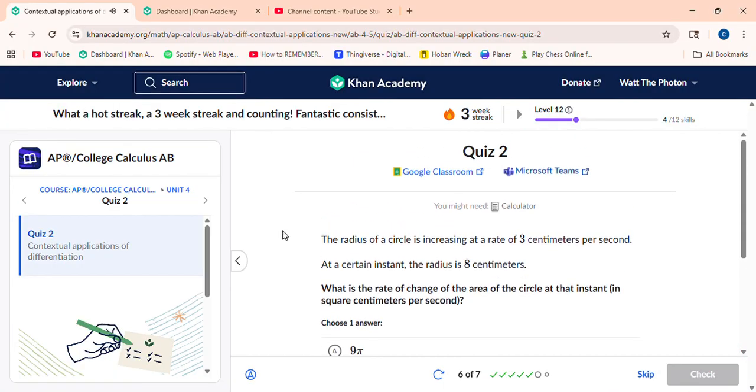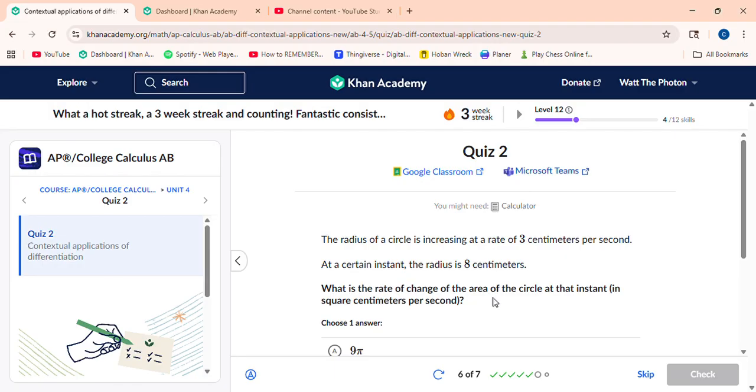Yay! The radius of a circle is increasing at a rate of 3. So let's see, dr/dt, or let's just do r prime. I like r prime. R prime of x equals 3. At a certain instant, r equals 8. What is the rate of change of the area of the circle at that instant?